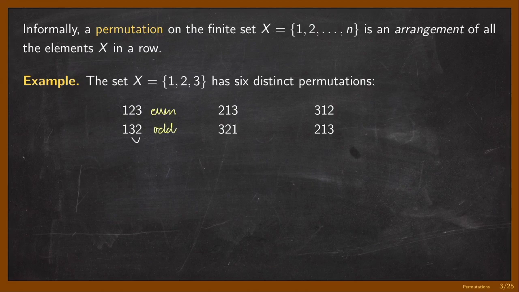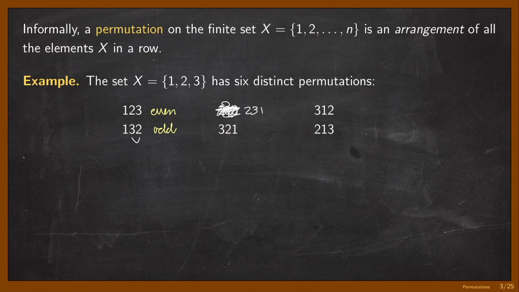2, 1, 3 performs 1 inversion. Therefore, this is odd. I think there's a repetition over here. I'm so sorry. As you can see, this permutation 213 is the same as this. I think this one is 231. 231 is missing.